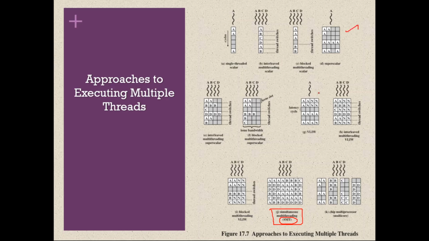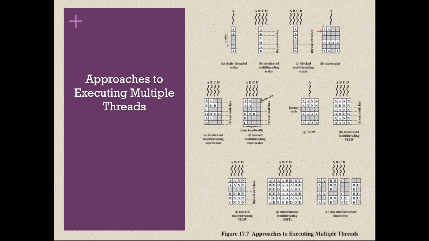In superscalar and VLIW, during a given clock cycle, they can execute only instructions belonging to the same thread. They cannot execute instructions from different threads. Say during this clock cycle, they are all executing only instructions from thread A, and during the second clock cycle, they are all executing instructions from thread B. This is blocked. Interleaved behavior is different, but again, in a given clock cycle they can execute instructions from only one thread.